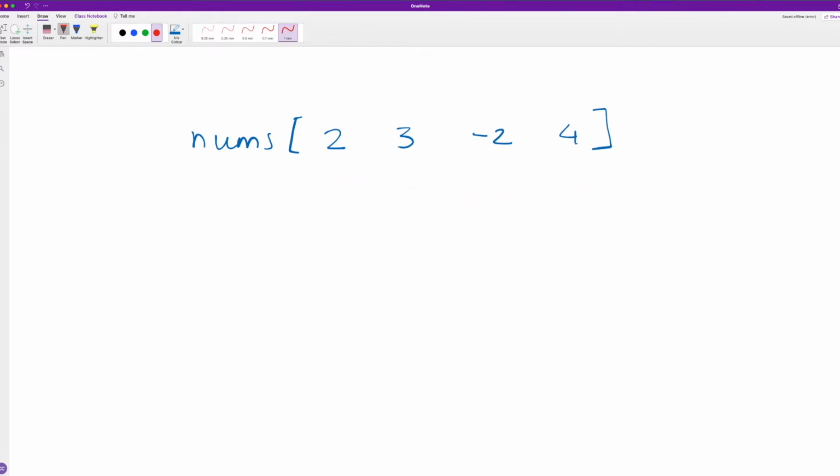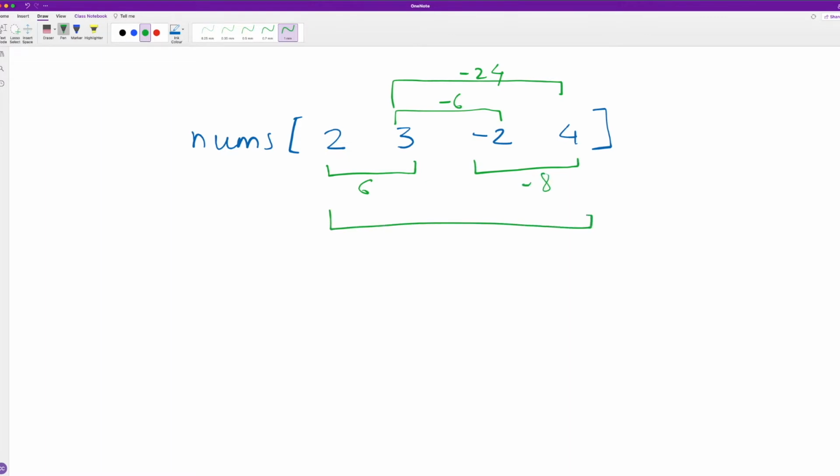Now let's try and understand what is the product of a subarray. If we take this subarray here, the product of all the elements is 6, and if we then compare it with the product of elements of this subarray, which is negative 6, this subarray, that's negative 24, this subarray is negative 8, or even the entire array is negative 48, we see that the maximum value here is 6. So this is the maximum product subarray value that we need to return.